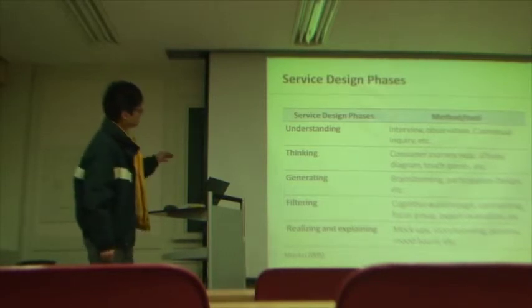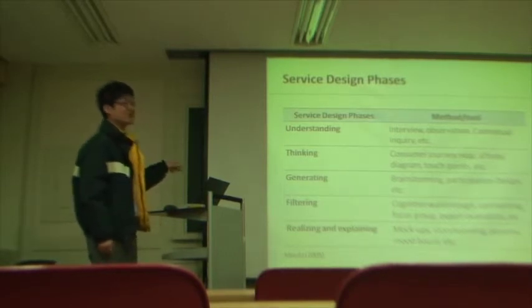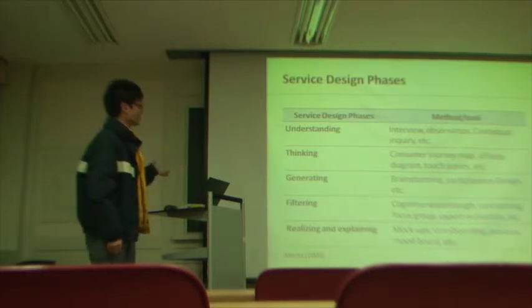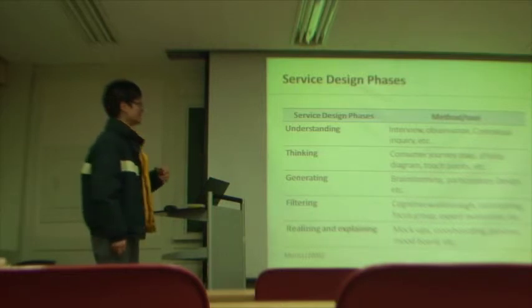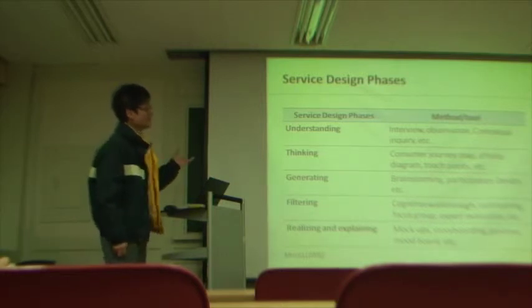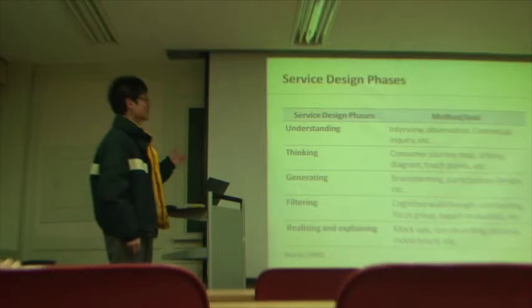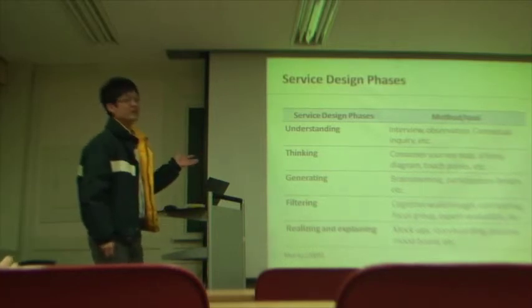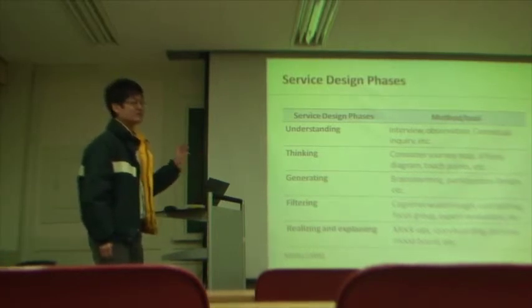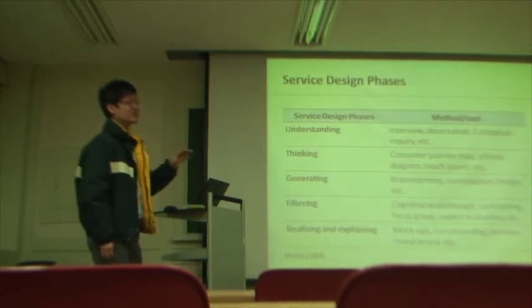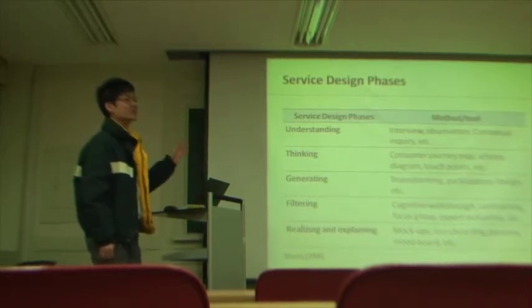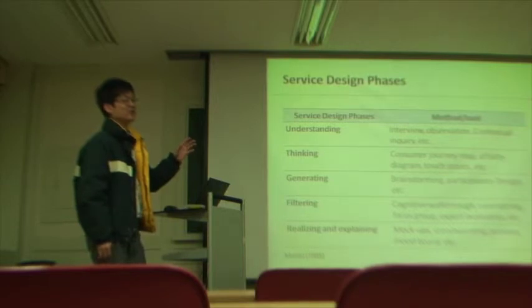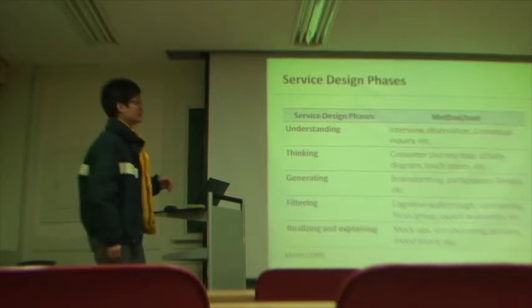Right. And the next phase of service design is filtering. Filtering is simple: just filter out some bad ideas to select good ideas. Normally people will do cognitive walkthrough or card sorting, or people do focus groups or expert evaluations regarding which service design ideas are most relevant to users' needs and most relevant to corporate or organizational objectives and values.